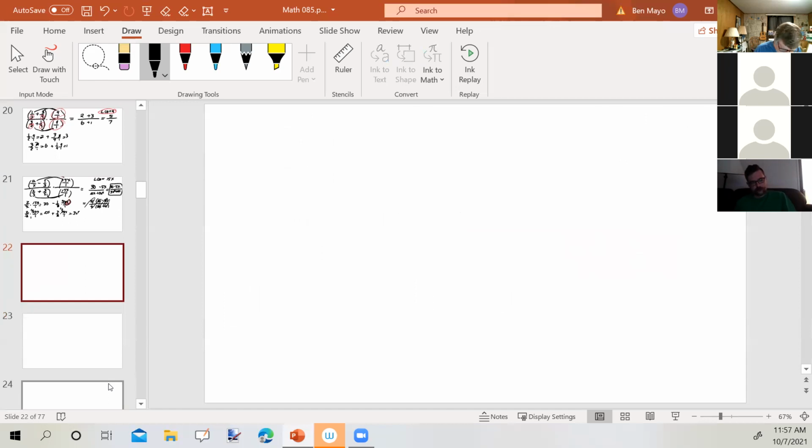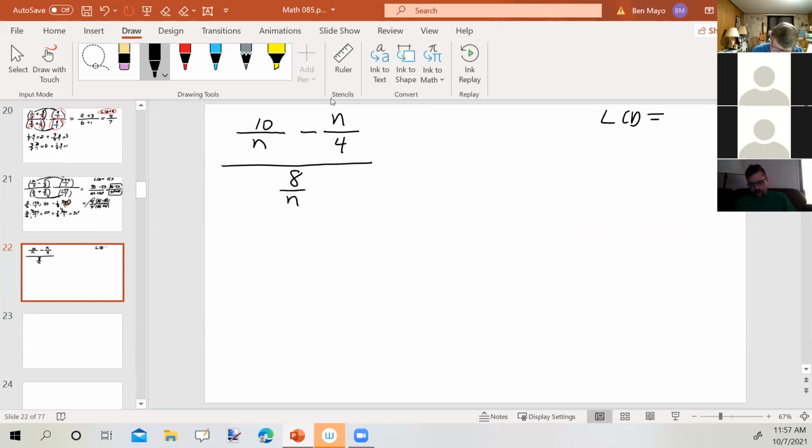New problem. 10 over n minus n over 4, all over 8 divided by n. So the LCD would be 4n. Anybody have any questions about how I got that? Okay.